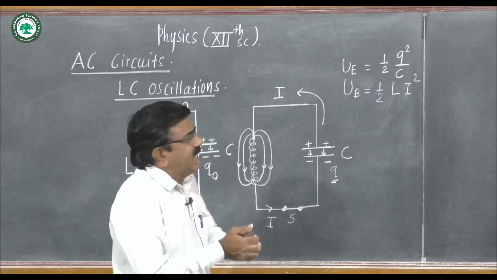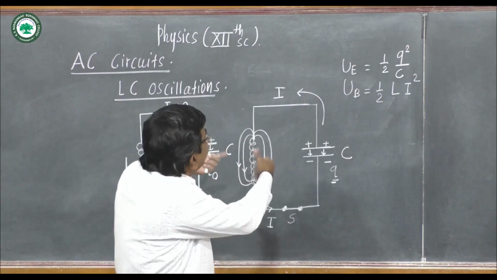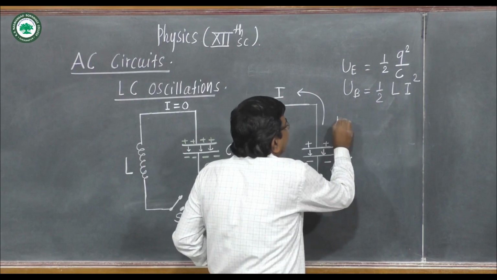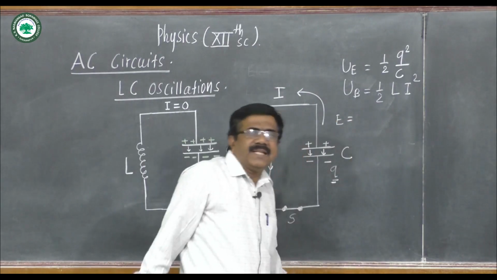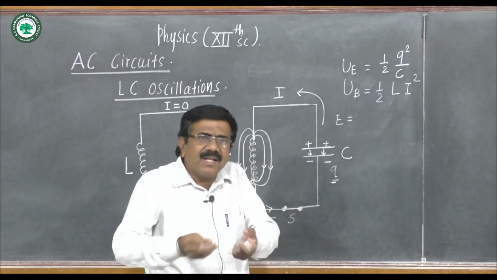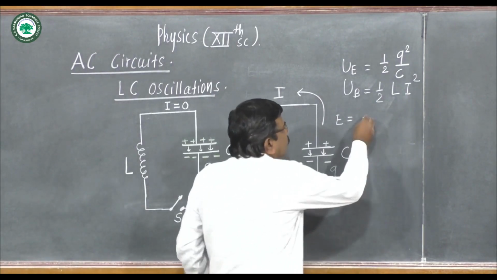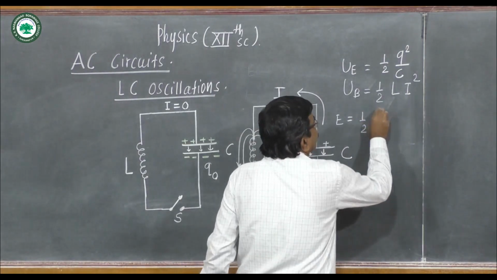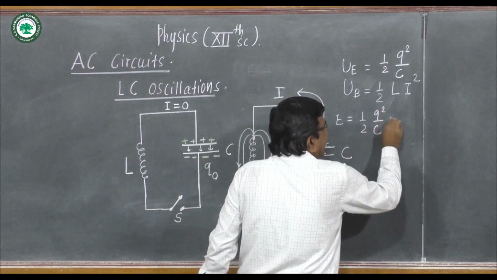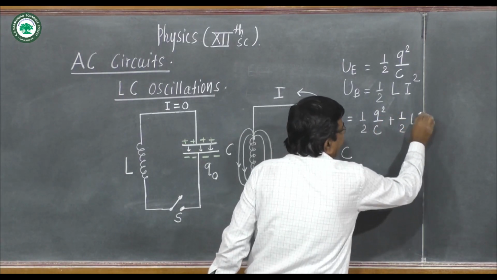Now in this case, the total energy of the system is partly electrostatic energy in the capacitor and partly magnetic field energy. So it is 1/2 Q square by C plus 1/2 Li square.